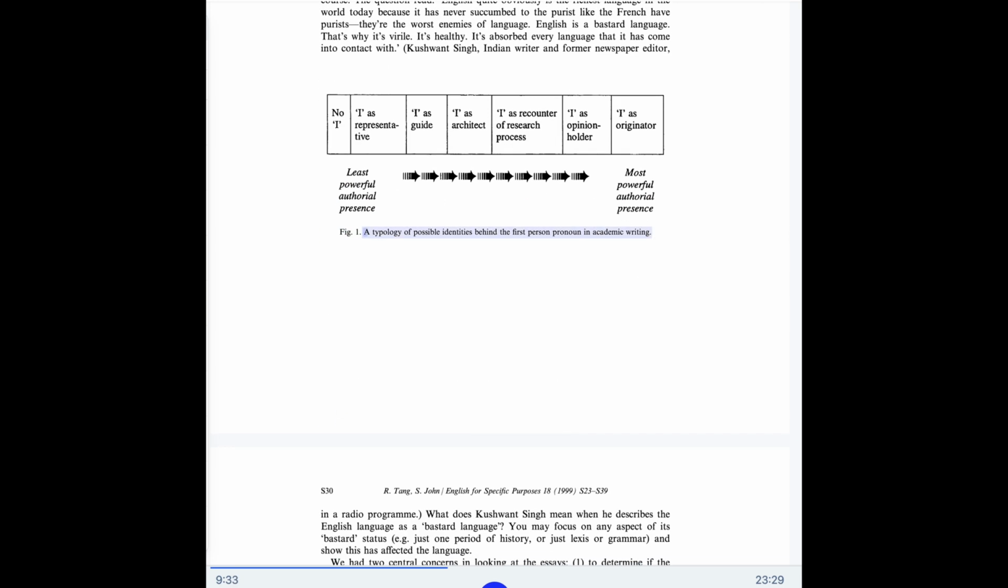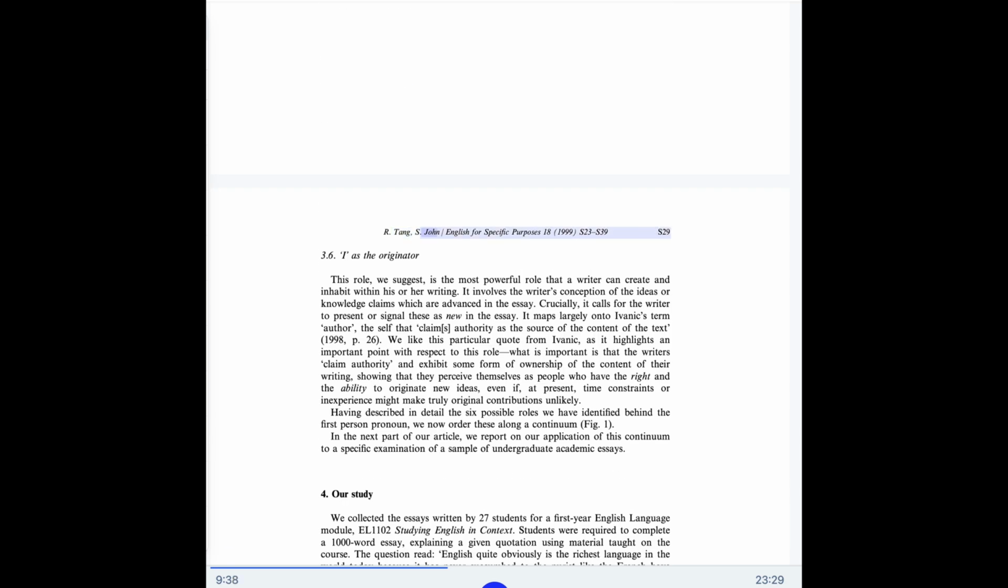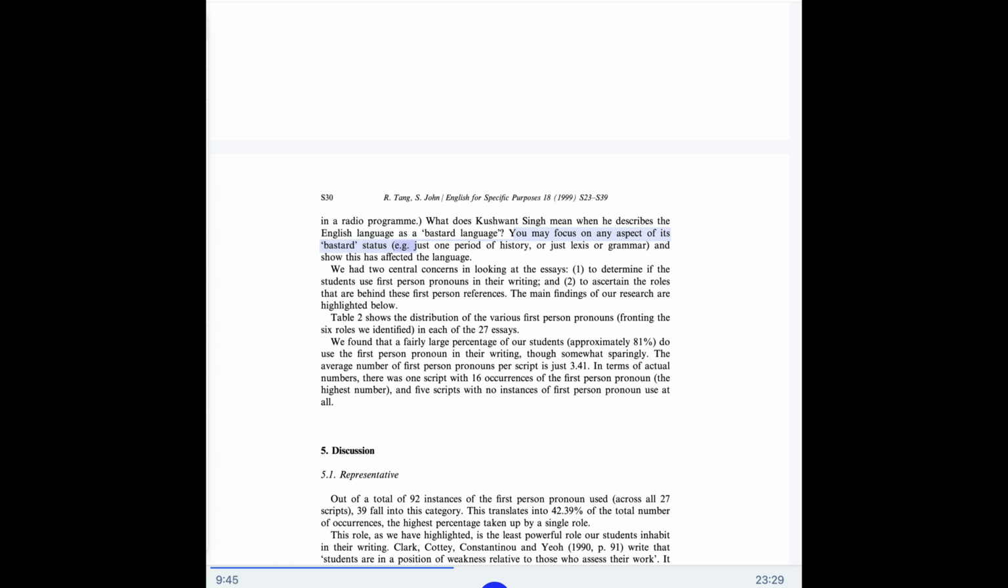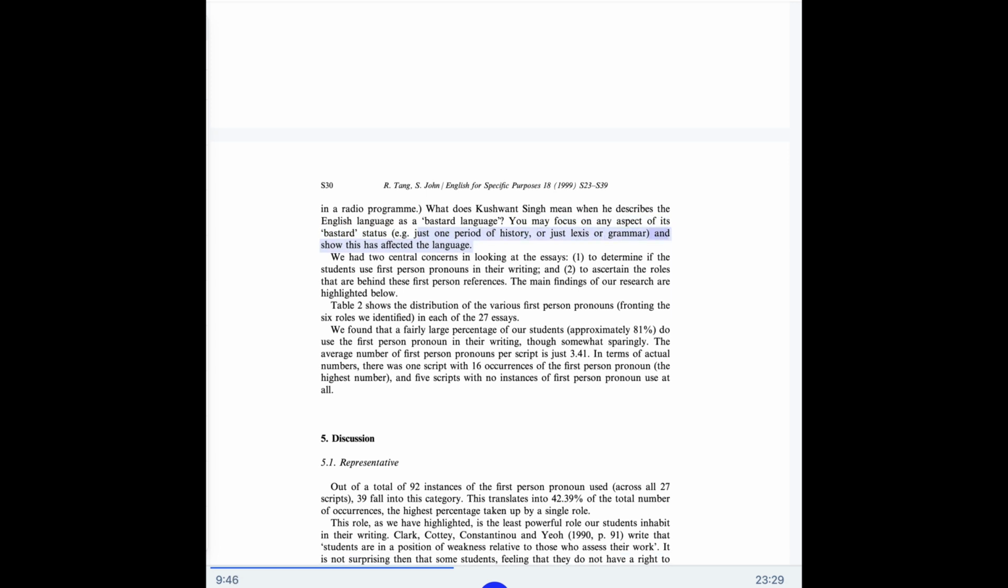Fig. 1. A typology of possible identities behind the first person pronoun in academic writing. In a radio program, what does Khushwant Singh mean when he describes the English language as a bastard language? You may focus on any aspect of its bastard status, e.g., just one period of history, or just lexis or grammar, and show how this has affected the language.